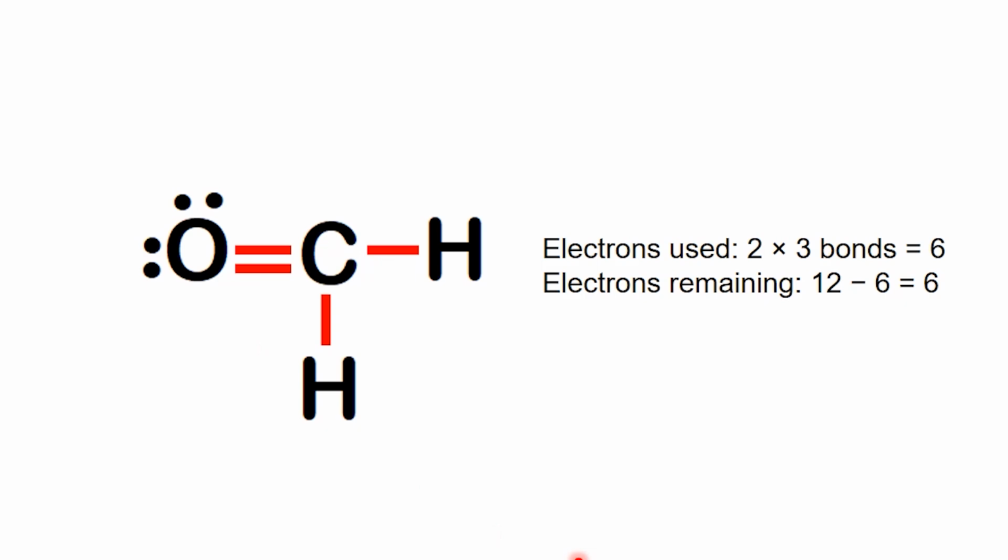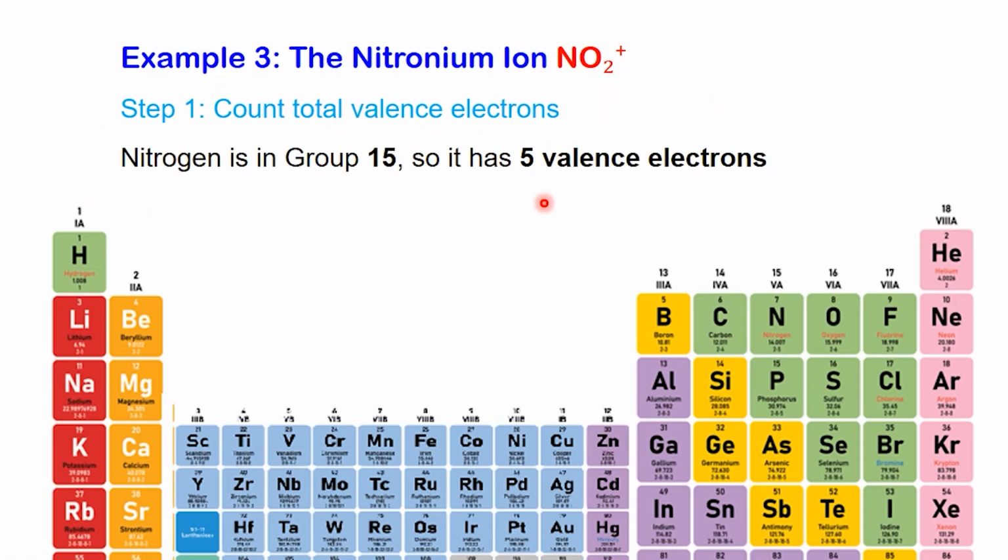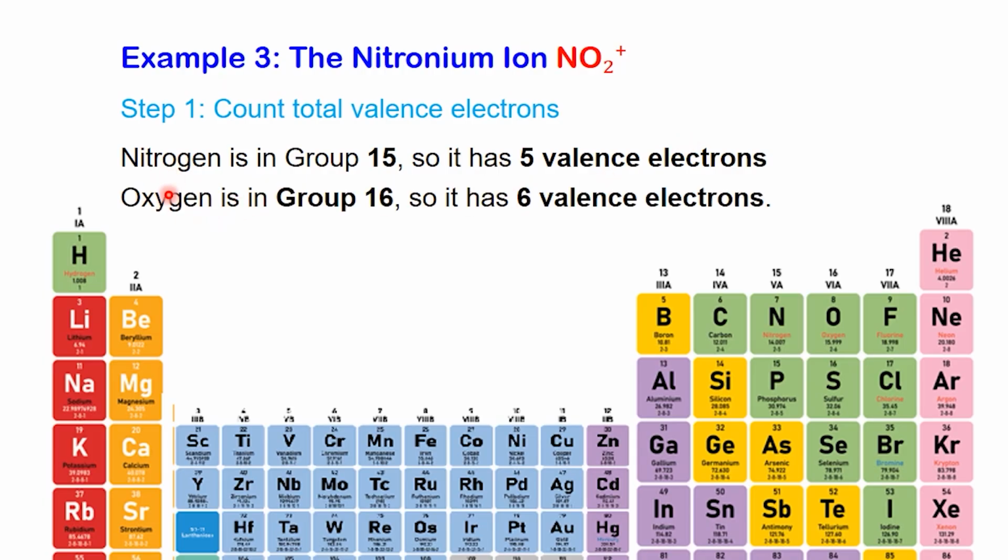For the nitronium ion, we start again by determining the total number of valence electrons. Nitrogen is in group 15 of the periodic table, so it contributes 5 valence electrons. Each oxygen atom is in group 16, so each one contributes 6. That gives us 5 from nitrogen and 12 from the 2 oxygens, for a subtotal of 17. Because we are dealing with a positively charged ion, we subtract 1 electron, bringing us to 16 valence electrons available for the structure.